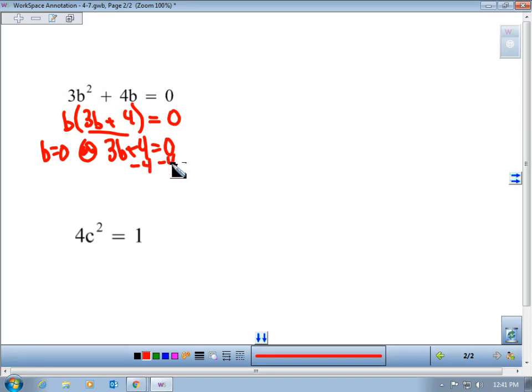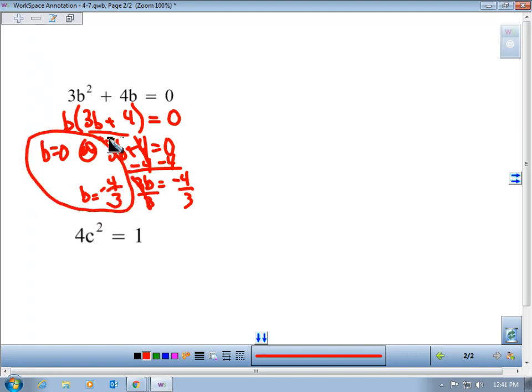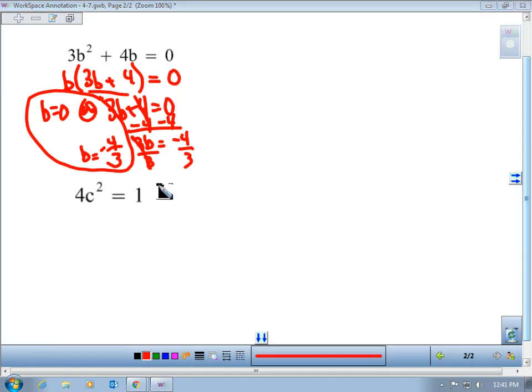Subtract 4. 3b equals negative 4. Divide by 3. So b equals negative 4/3 here. And this would be your two solutions. b equals 0 or b equals negative 4/3. Okay, this last one's definitely one that I want to do. This one's a little redundant on the one I just did.